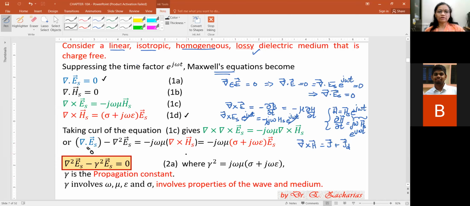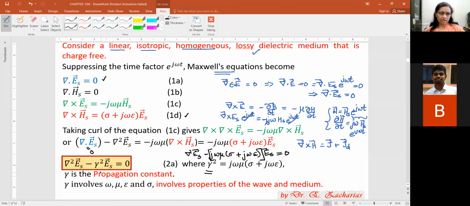I'll show you what you will get. You will get del square Es, and then bringing this term to this side, because you already multiplied by -1, this will become minus j omega mu into sigma plus j omega epsilon Es, equal to 0. Now this entire thing, I am going to put into a square bracket, and call it gamma square. Therefore, you are getting equation 2a. What is equation 2a? Del square Es minus gamma square Es equal to 0.